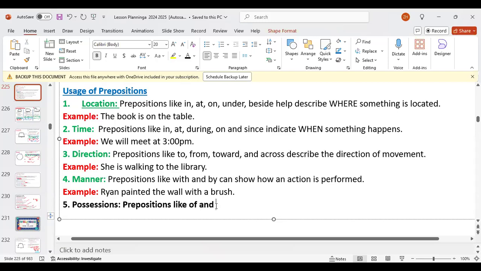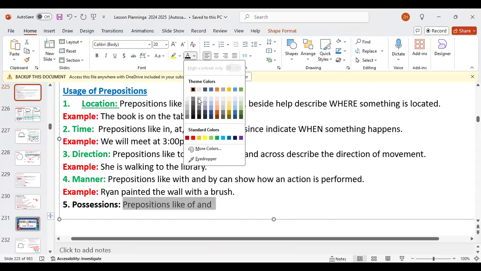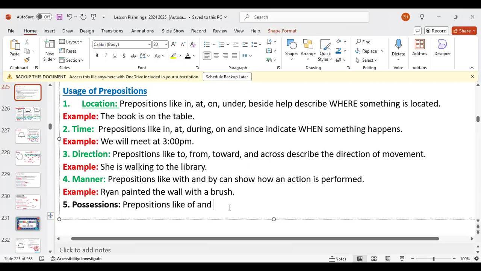Deonce, where's Deonce? Here. When I say possession, what do I mean? Something that is owned by someone. Very good. Something that is owned. So ownership, right? So prepositions like of and for demonstrate ownership and association.